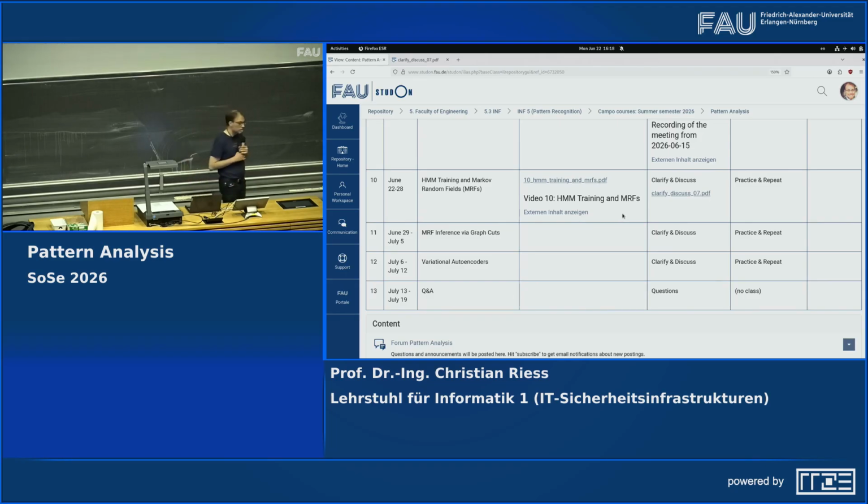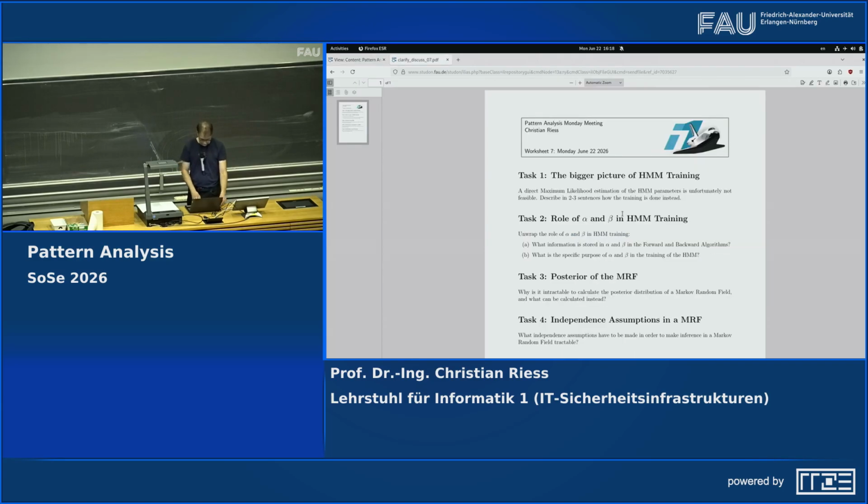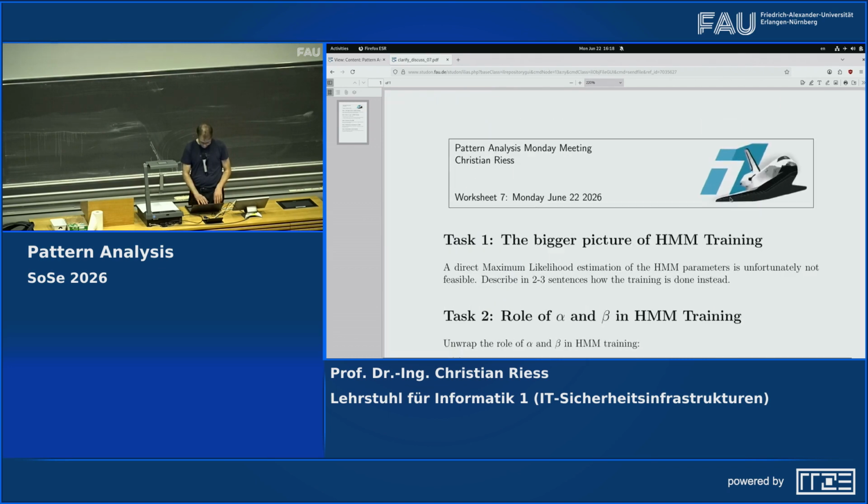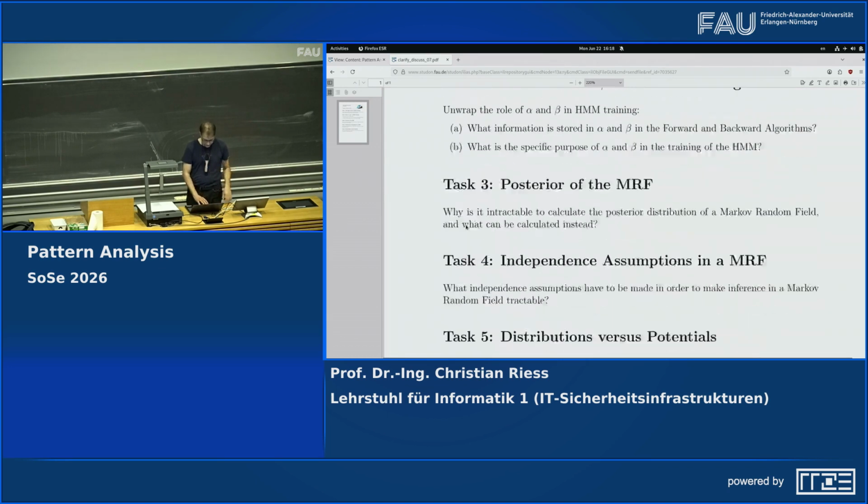Okay, about the hidden Markov model training and the Markov random fields. Is there something that you want to discuss or want me to explain or clarify before we start with the questions right away? If not, then we can have a look at the questions.